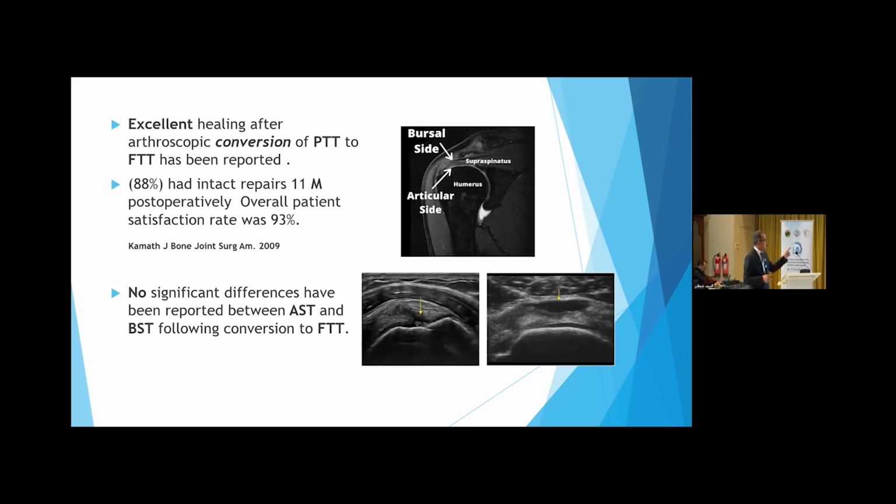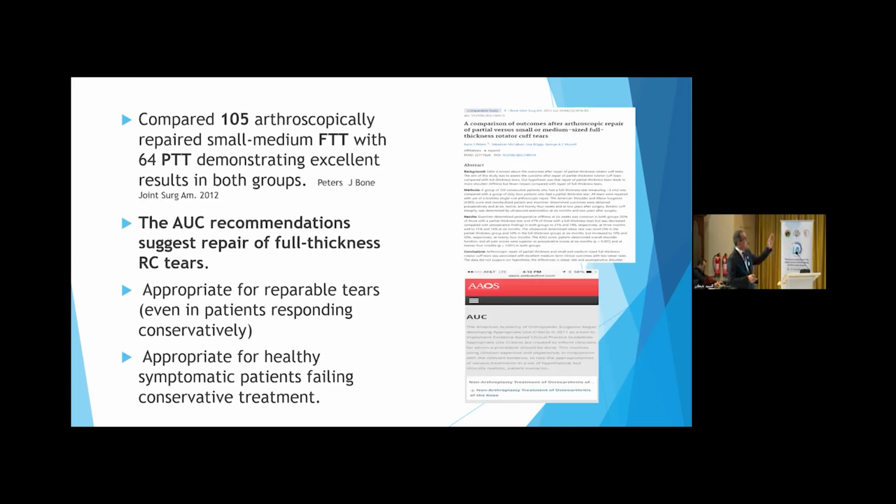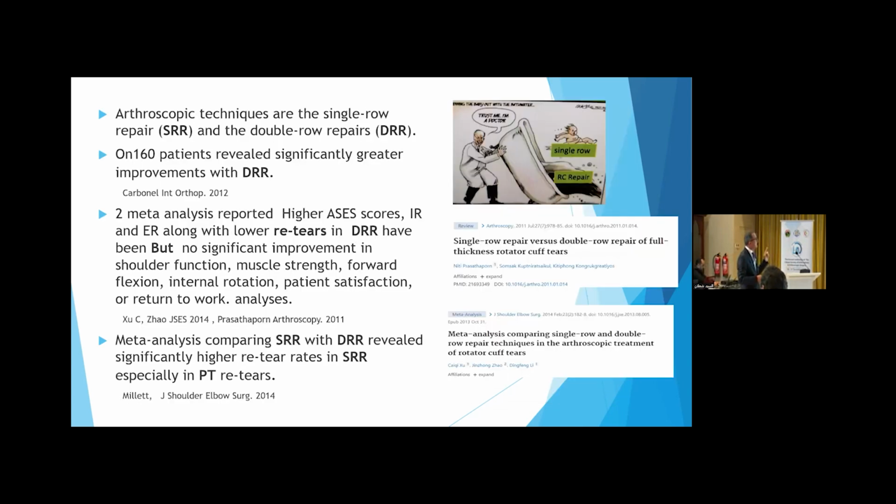Excellent healing was seen after arthroscopic conversion of partial thickness tears to full thickness tears. 88% had an intact repair at 11 months. No significant difference was reported between articular side tears or bursal side tears following conversion to full thickness tears. Comparing 105 arthroscopically repaired small and medium full thickness tears with 64 partial thickness tears demonstrated excellent results. The appropriate use criteria recommendation from the American Academy of Orthopaedic Surgeons advises surgery as appropriate for a repairable tear if the patient responded conservatively, or appropriate for a healthy symptomatic patient failing conservative management.